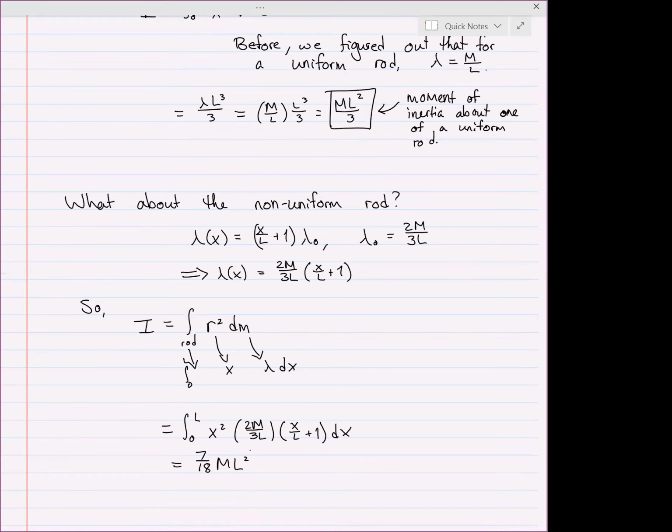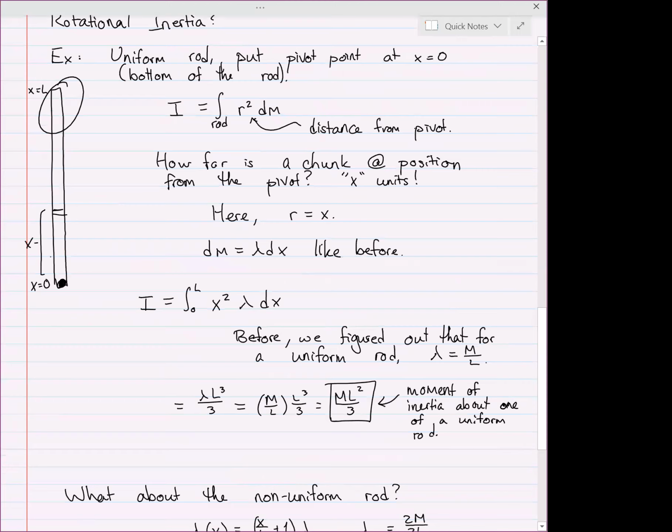But one thing to note is that the formula here is bigger. It has a larger moment of inertia than ml squared over 3, right? 7/18 is bigger than 1/3. And so you might ask why that is the case. Well, if you think about it for a little bit, you might see that the rod whose density varies linearly is going to have more mass further away from the bottom of the rod. It'll be heavier over here than it is over here. That's just because it's more dense on one end than the other.